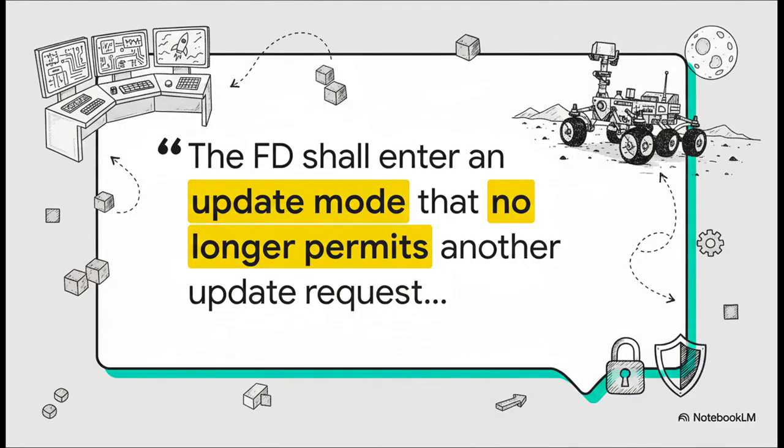And this quote, right from the official spec, just perfectly illustrates the core safety feature. Once Mission Control sends that very first request update command, the rover basically puts up a virtual do not disturb sign. It enters this lockdown update mode. It will flat out ignore any other update requests until this one is either finished successfully or it's been officially canceled. This is what prevents conflicting commands from causing total chaos.